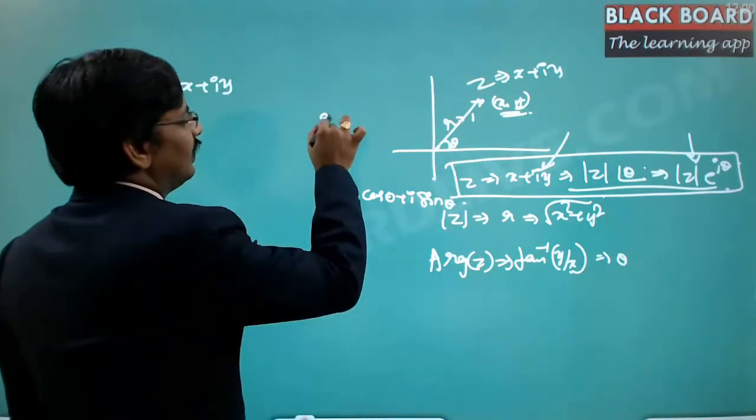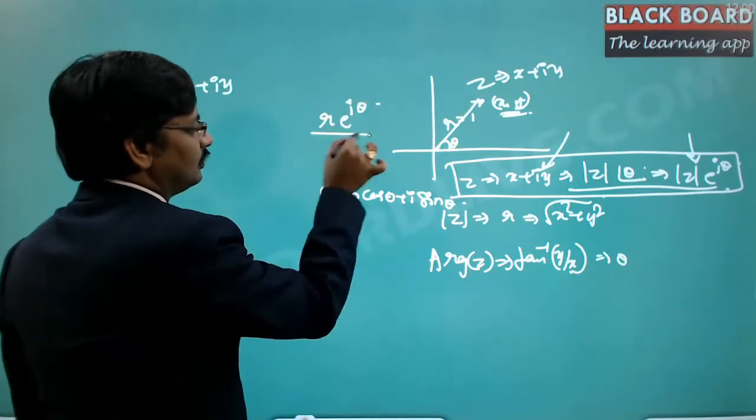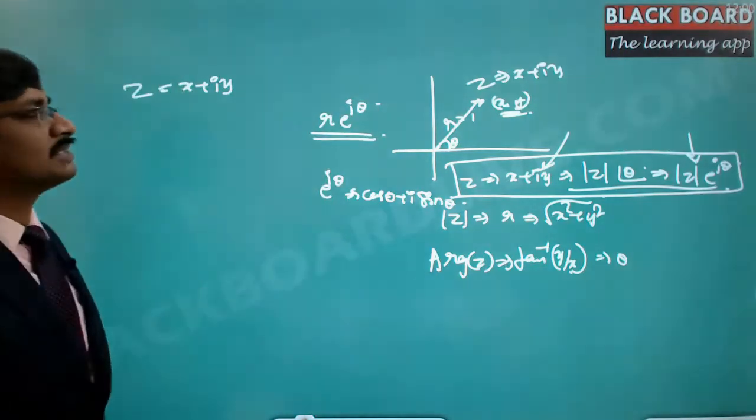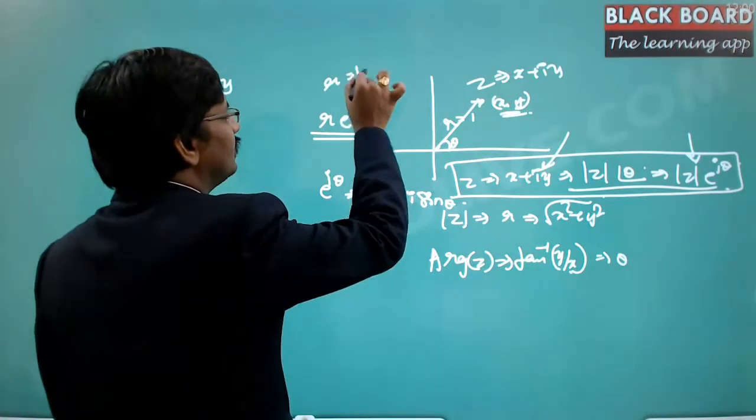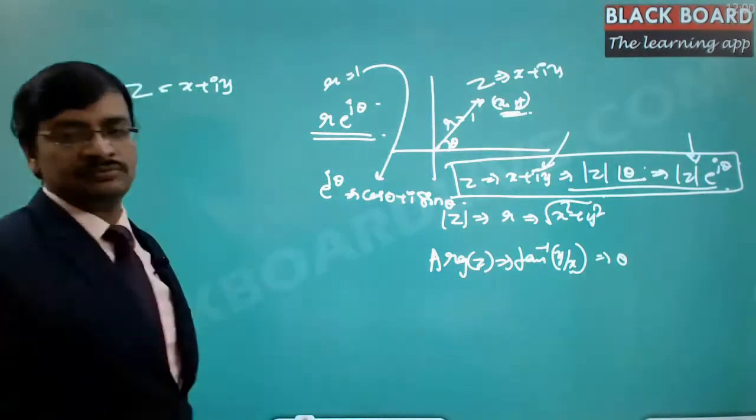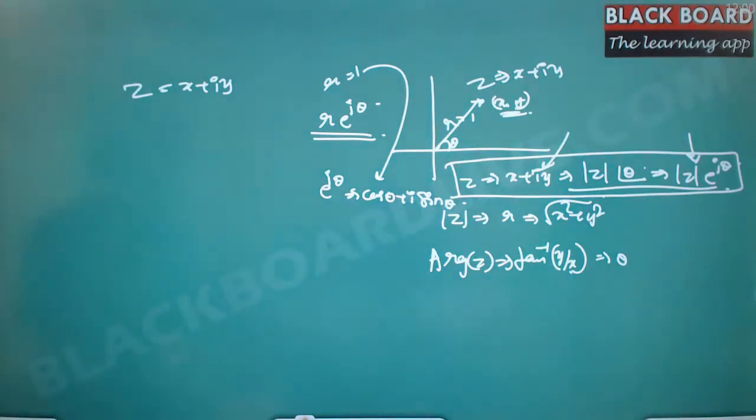Whenever you want to express in the polar form, the complex number can be expressed as r e power i theta, where r is the length. If r is equal to 1, that is simply e power i theta. Got it? Note down one more.